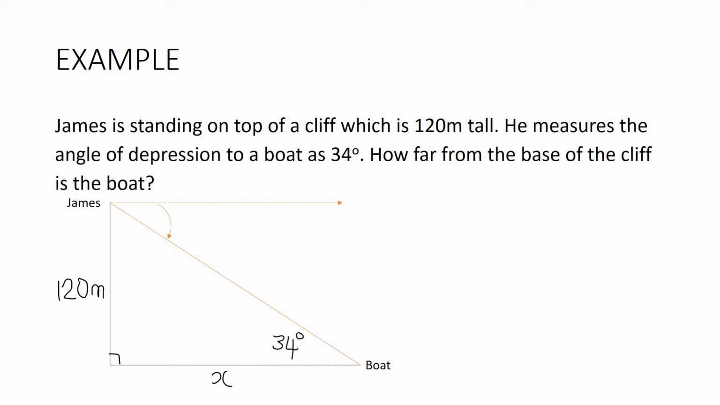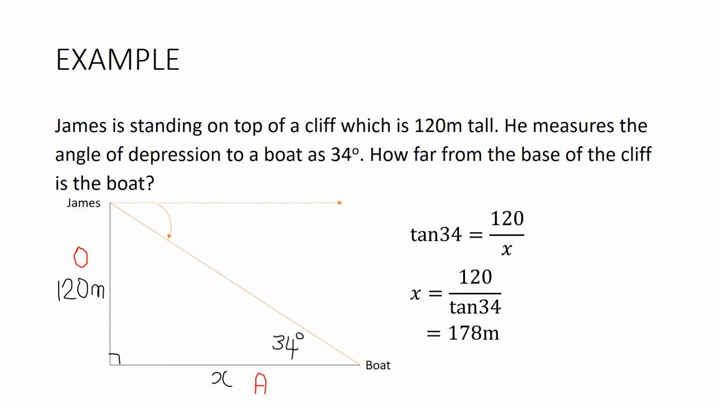So which sides do we have? We've got opposite and we've got adjacent, and that is tan. So tan 34 is equal to 120 on x. So again, it's one of those ones with the pronumeral on the bottom. Do you remember what we do? We switch the tan 34 and the x. So x is 120 on tan 34, put it in the calculator, and we get 178 meters.